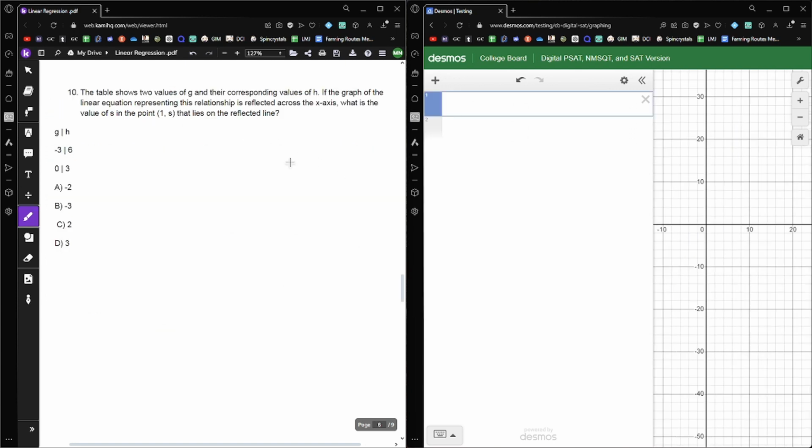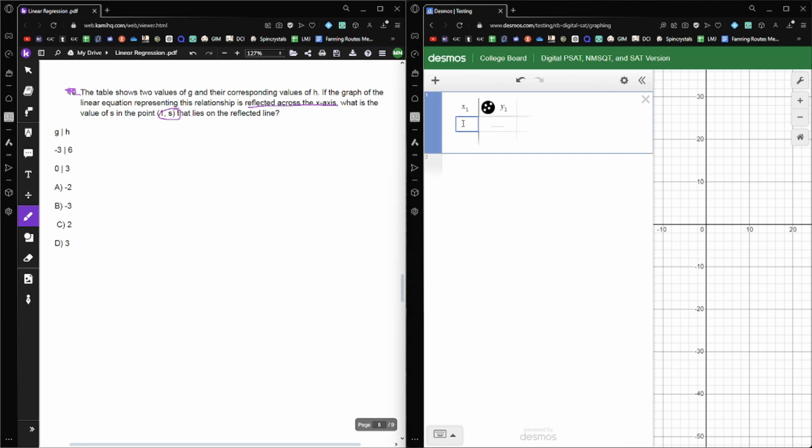This is question number 15. I don't know why this says 10. Anyways, the table shows 2 values of g and the corresponding values of h. If the graph of the linear equation representing this relationship is reflected over the x-axis, what is the value of s in a point (1, s) that lies on the reflected line?